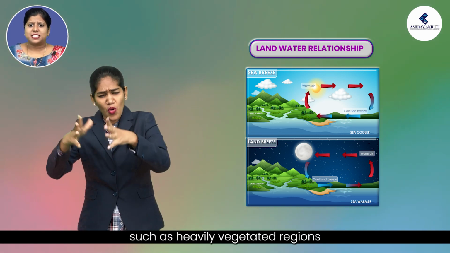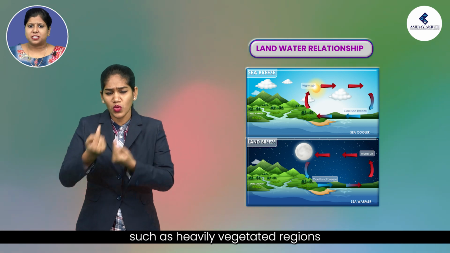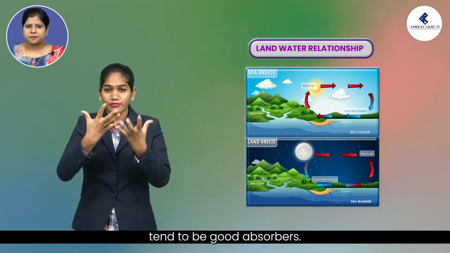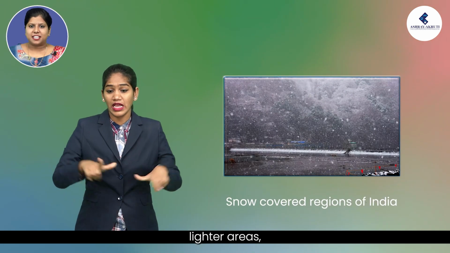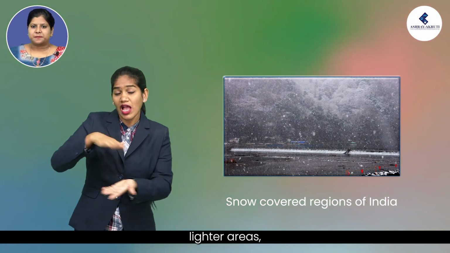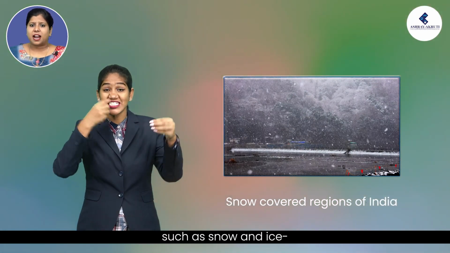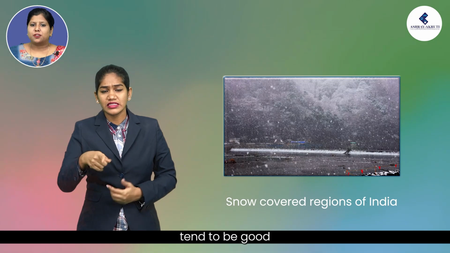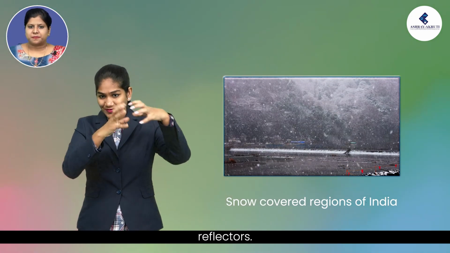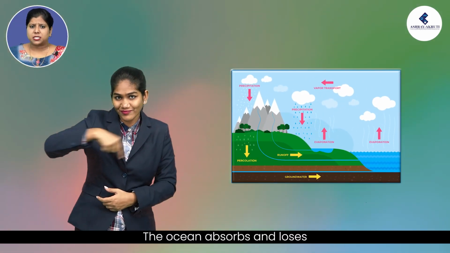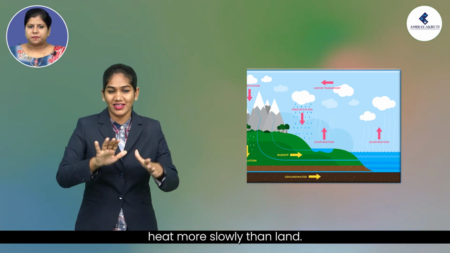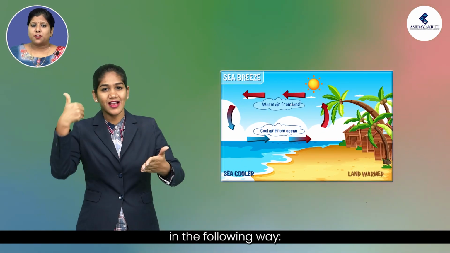Darker areas such as heavily vegetated regions tend to be good absorbers. Lighter areas such as snow and ice covered regions tend to be good reflectors. The ocean absorbs and loses heat more slowly than land. This affects the climate in the following way.